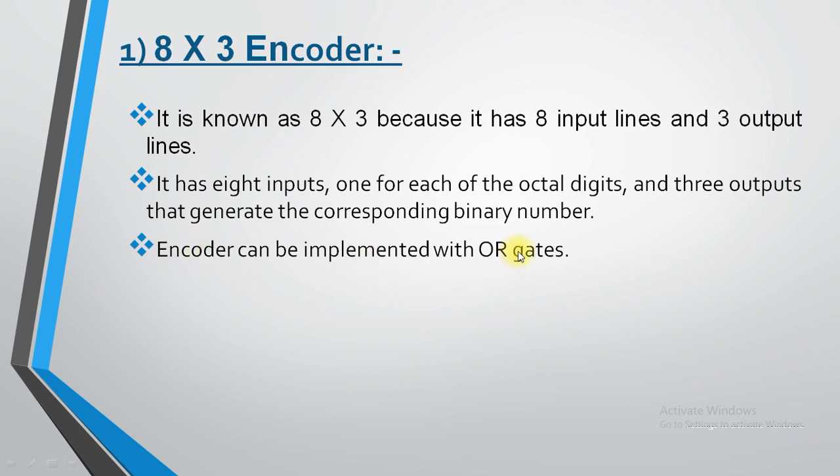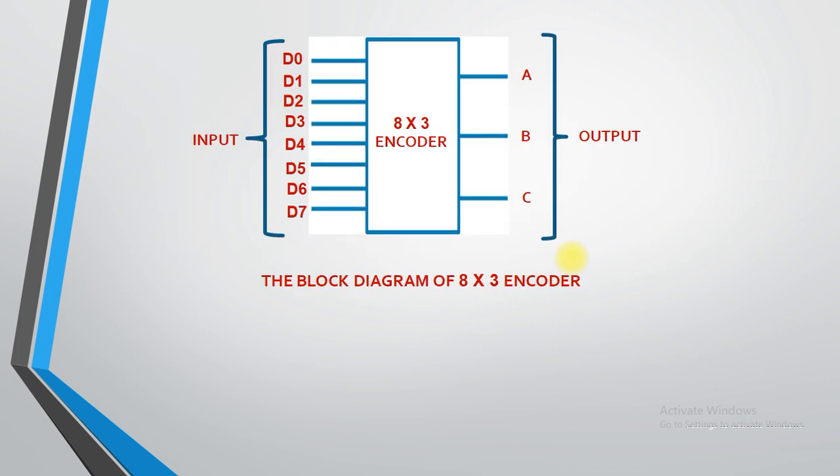Encoders can be implemented using OR gate, or can be represented using plus sign, and decoders can be implemented using AND gate, which can be represented by multiplication sign. Yes or no? Okay, now here is the block diagram of representation of 8/3 encoder.